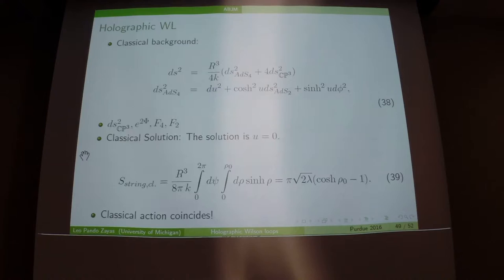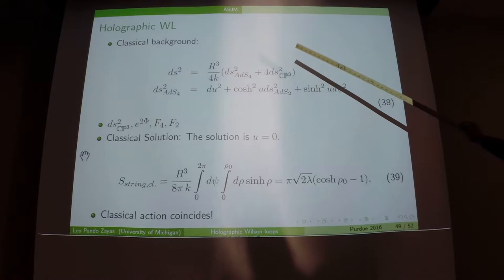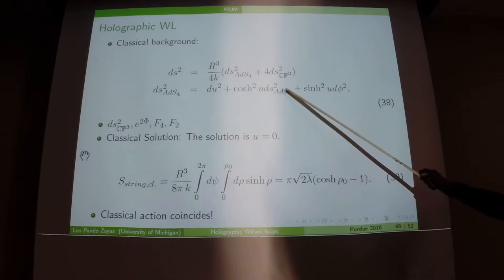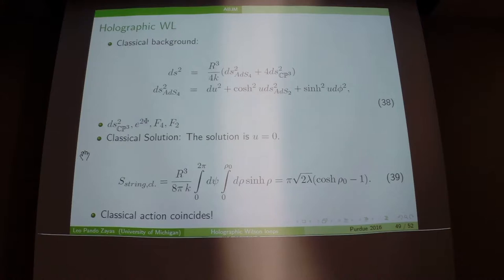So on the holographic side, what I need to do is, again, now I have AdS4 × CP3, and I have to consider a classical solution. This classical solution, in this foliation, corresponds to U equals zero, so it wraps AdS2. You evaluate the classical action, and you see that it coincides with the classical expansion of the exact ABJM answer. Of course, you want to understand the fluctuations, so here are the fluctuations. Again, now we have six modes.